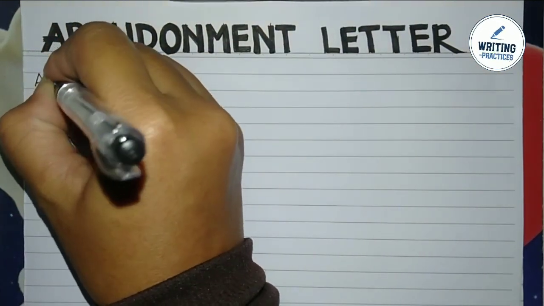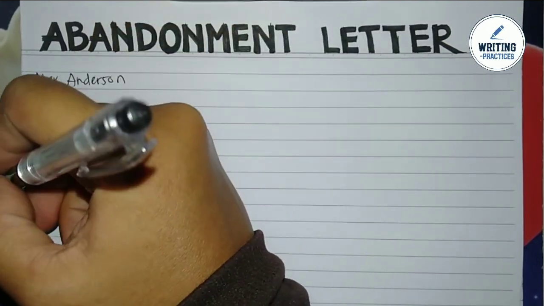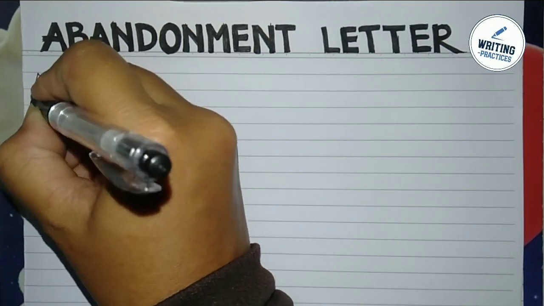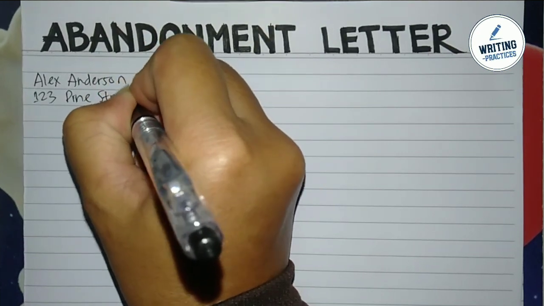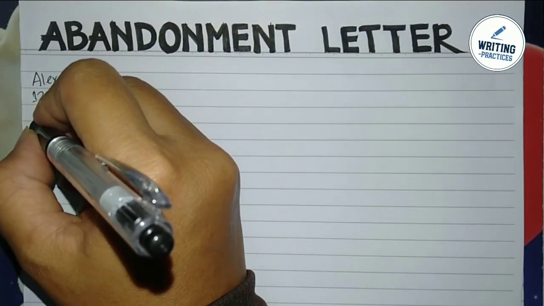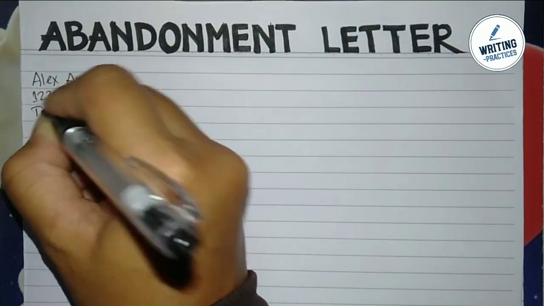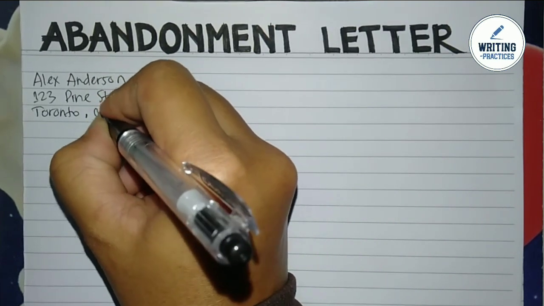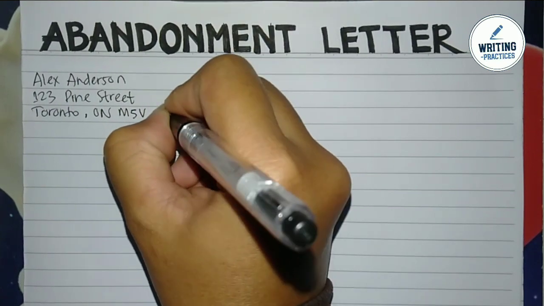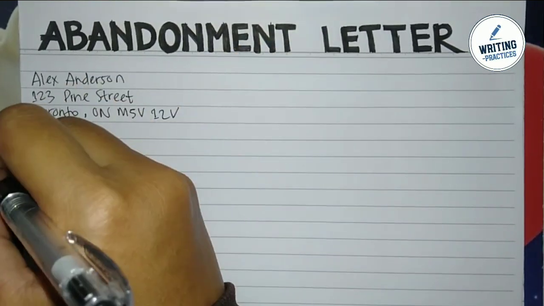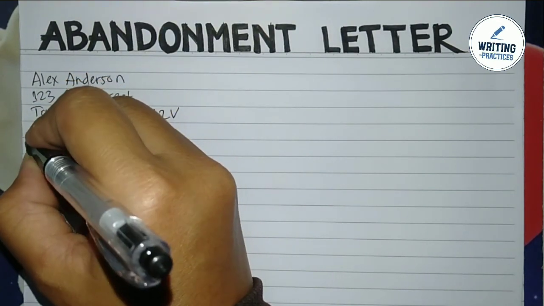Today, we are going to learn how to write an abandonment letter. What is an abandonment letter? An abandonment letter is a formal communication sent to notify a person or entity that another party intends to terminate, relinquish, or discontinue a certain agreement, project, property, or responsibility, often due to non-compliance, neglect, or other valid reasons. It serves as a legal and ethical way to inform the relevant parties of the decision to abandon a particular commitment or obligation. Abandonment letters can be used in various contexts, including business contracts, real estate, projects, and legal matters.